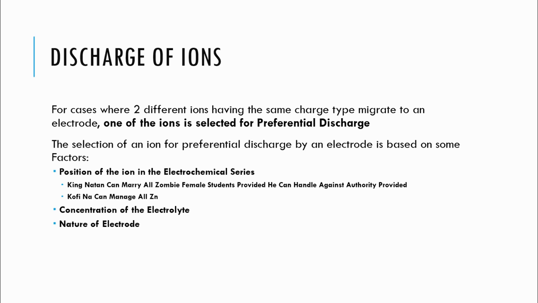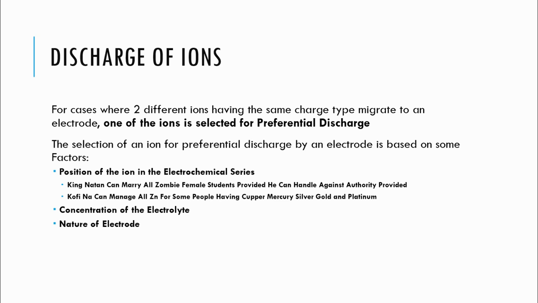Although the one I use majorly is Kofi na can manage all zinc for some people having copper, mercury, silver, gold, and platinum. This second one that I'm using is actually not the easy one because I'm still mentioning copper, mercury, silver, gold, and platinum, but the first one is actually a perfect mnemonic for this. But the first one I learned was the Kofi one, so I don't really forget that at all. But you can also use that. Kofi na can manage all zinc for some people having copper, mercury, silver, gold, and platinum.